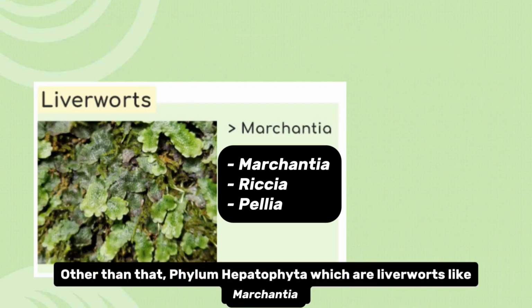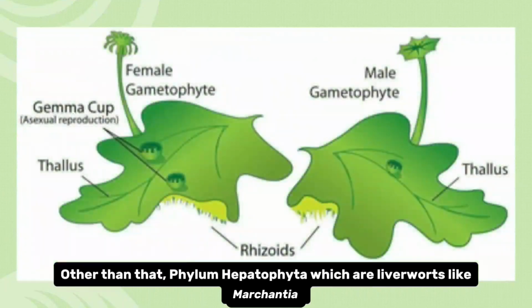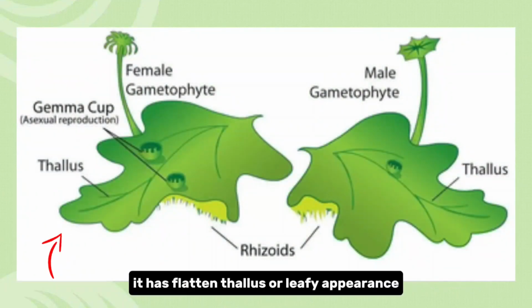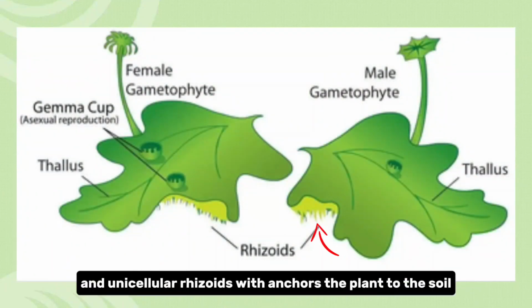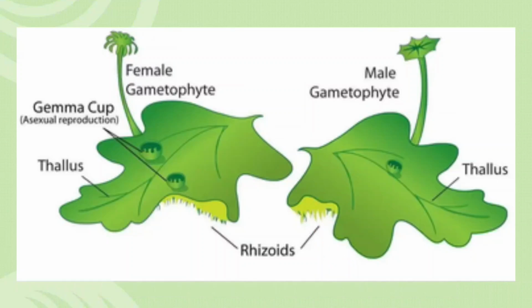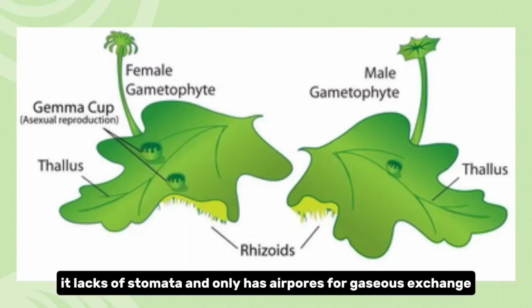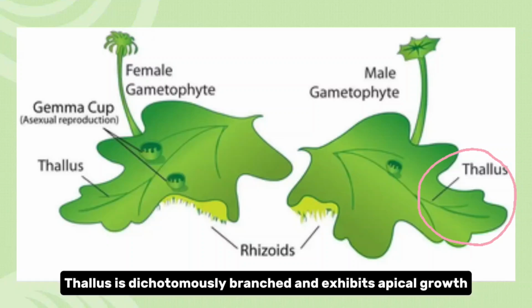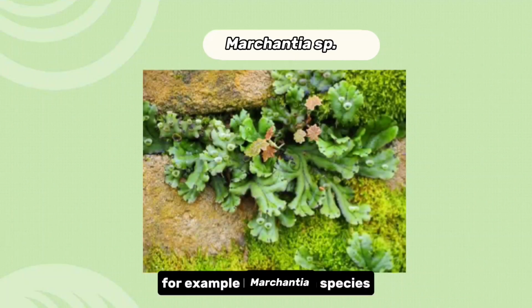Other than that, phylum Hepatophyta, which are liverworts like Marchantia, has a flattened thallus or leafy appearance and unicellular rhizoids which anchor the plant to the soil. It lacks stomata and only has air pores for gaseous exchange. Thallus is dichotomously branched and exhibits apical growth, for example, Marchantia species.